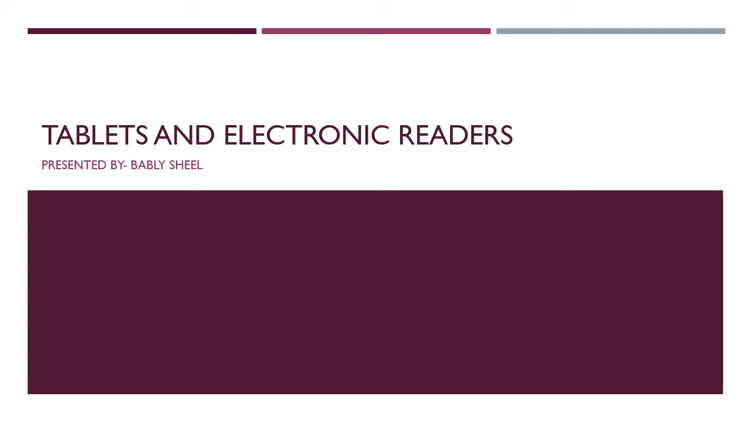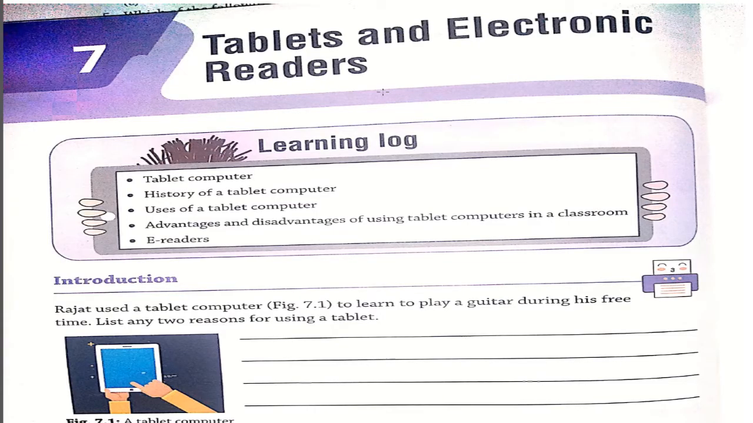Today we'll start a new chapter, chapter number 7, that is tablets and electronic readers. Let's see. So students, in this chapter we'll learn regarding tablet computer, history of tablet computer, uses of tablet computer, advantages and disadvantages of using tablet computers in a classroom, and e-readers.